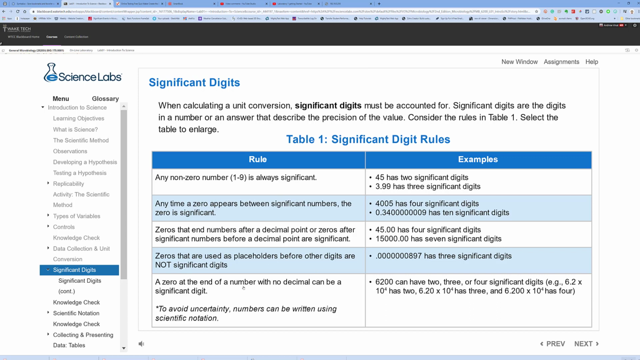A 0 at the end of a number with no decimal can be a significant digit. So 6,200 can have 2, 3, 4 significant digits. 6.2 times 10 to the 4th has 6.2, has 3. 6.200 has 4 significant. So to avoid uncertainty, numbers can be written using the scientific notation, and the zeros are important when adding that.